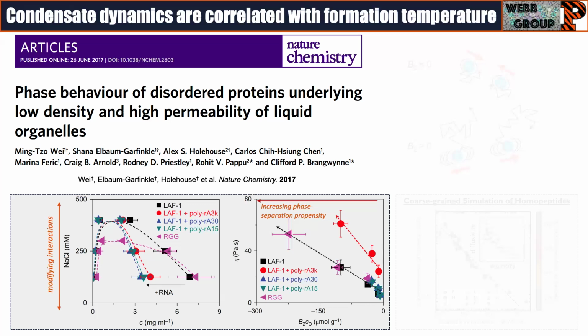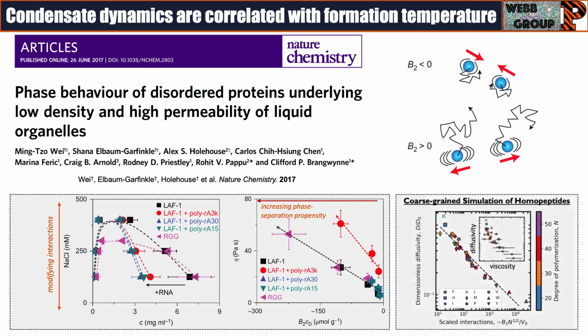And so you see this type of correlation, which I'll roughly characterize as being that the more that you want to phase separate, the more sluggish are the dynamics within the condensed phase, the higher is the viscosity. So this is something that can be kind of understood from physical principles.